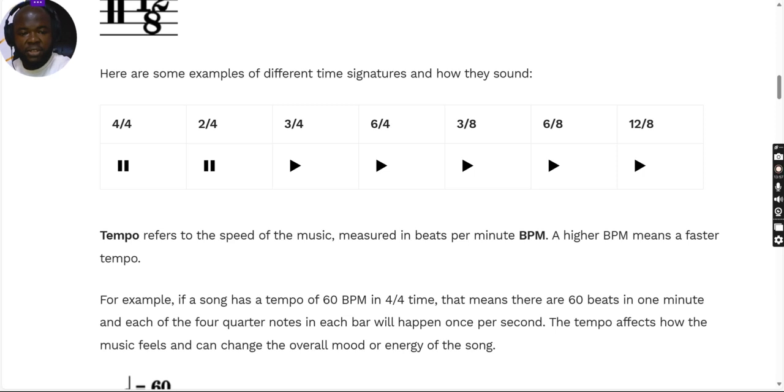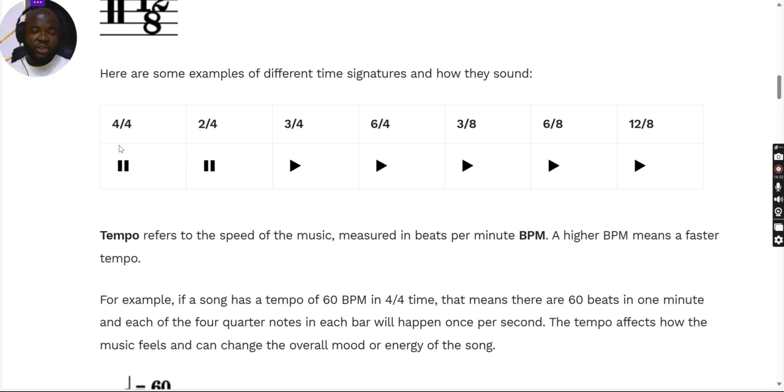You could also see there's a 3/4. For this 4/4 time here, you have 4 quarter notes in a bar. Here you have 2 quarter notes in a bar for the 2/4. For 3/4 you have 3 quarter notes in a bar. For the 6/4 you have 6 quarter notes in a bar. And then for the 3/8 you have 3 eighth notes in a bar. For the 6/8 you have 6 eighth notes in a bar. For the 12/8 you have 12 eighth notes in a bar.